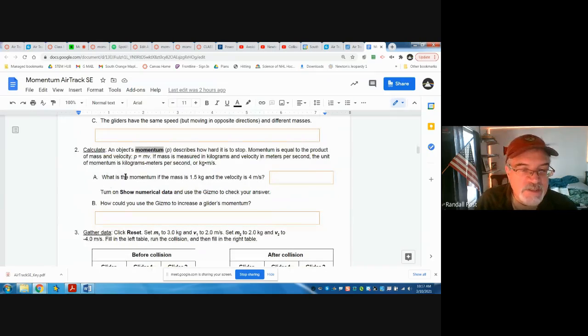Move on to this section. You do your calculations. What is the momentum of the mass? 1.5 kilograms and 4 meters per second. Well, you know how to do that. So fill that in there. If you're not sure, use the simulation. Set it at 1.5 kilograms and 4.